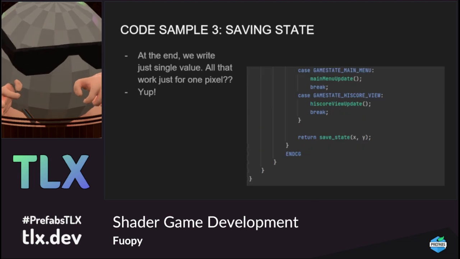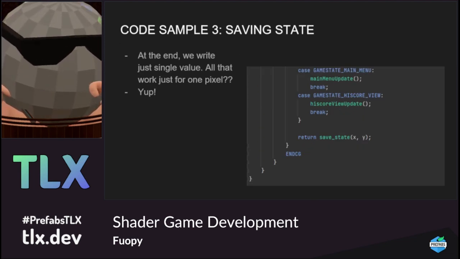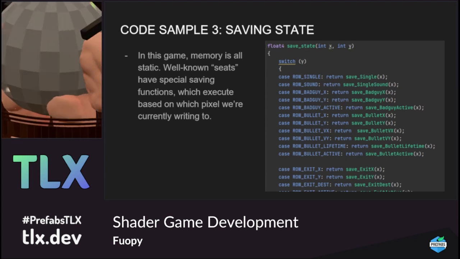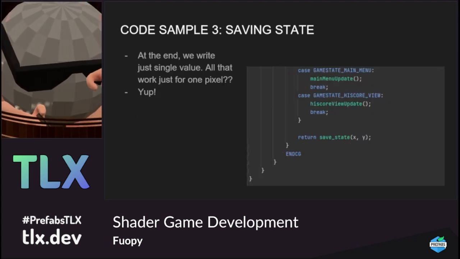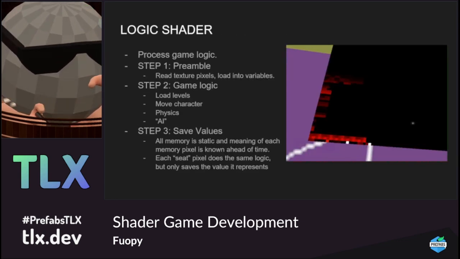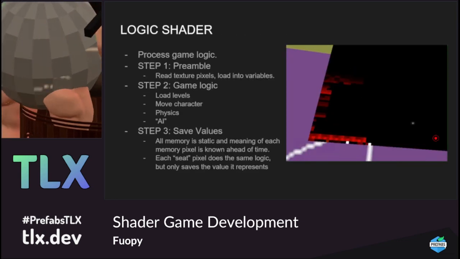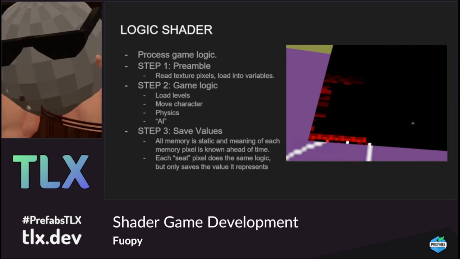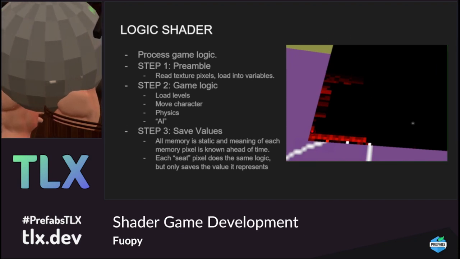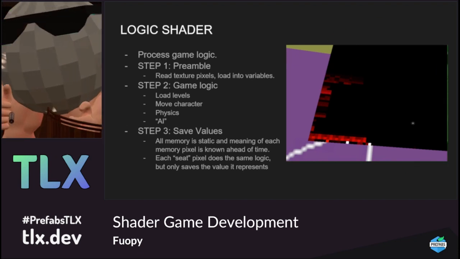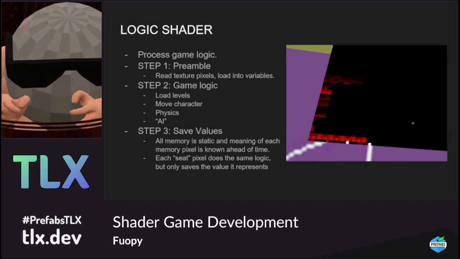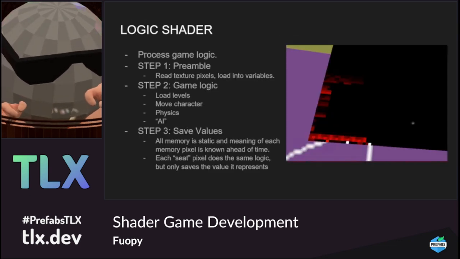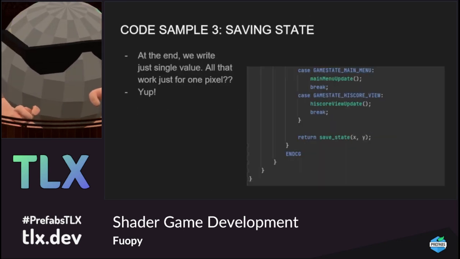Oh yeah, and one more note. Yes, at the end, we write a single value, all that work for one pixel, yes. That's significant because I want to show you something really amazing. Here, let's go back a couple slides. This is a 256 by 256 pixel texture, right? For every single pixel, we're running the exact game logic code, meaning we run the game logic in its entirety 65,536 times. But once again, you'll see coming forward what that means.